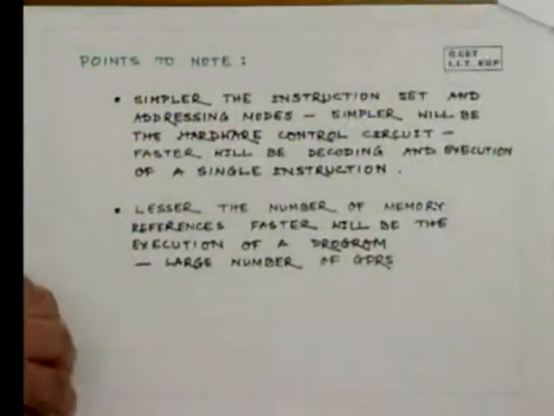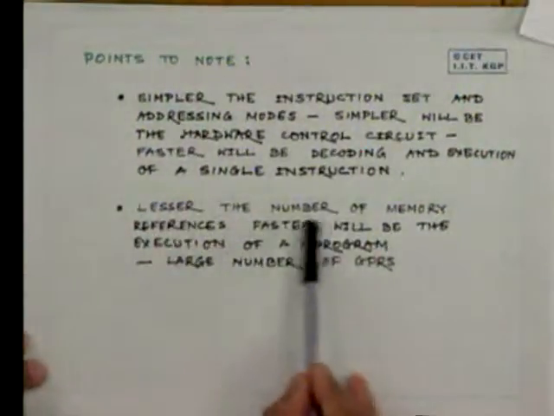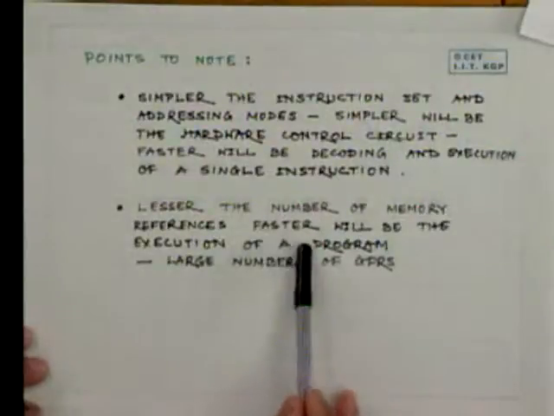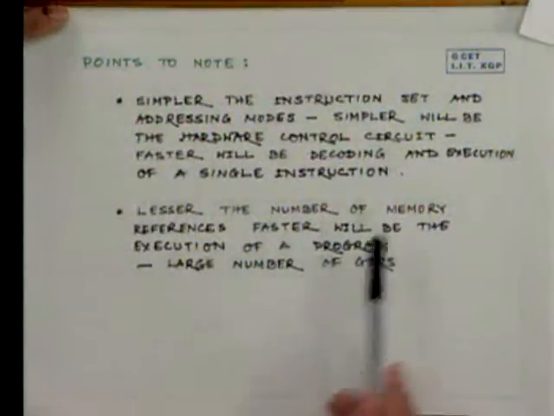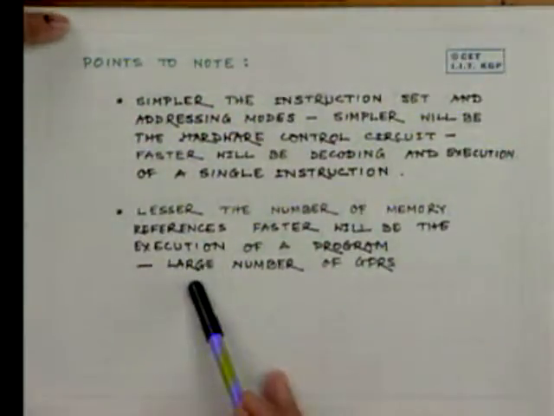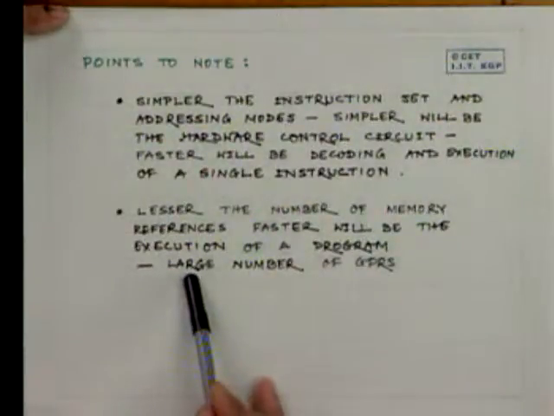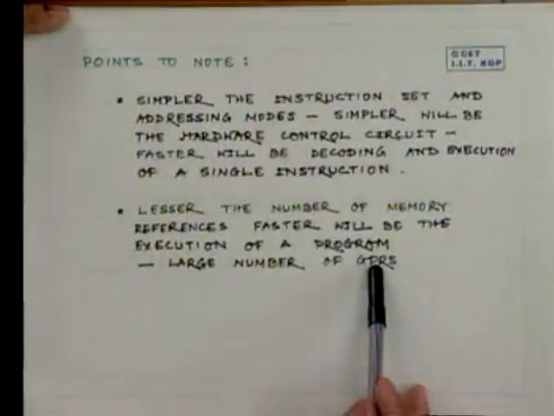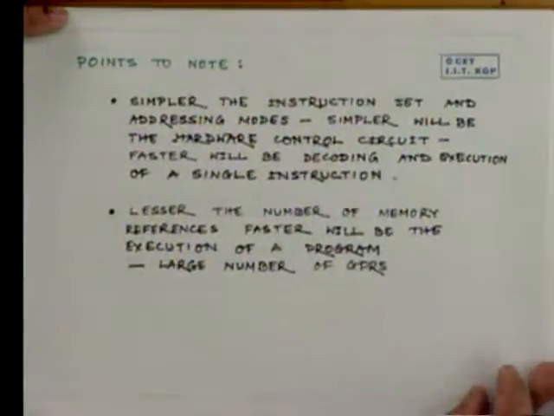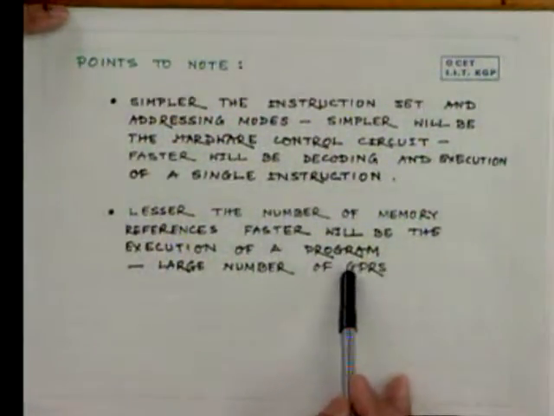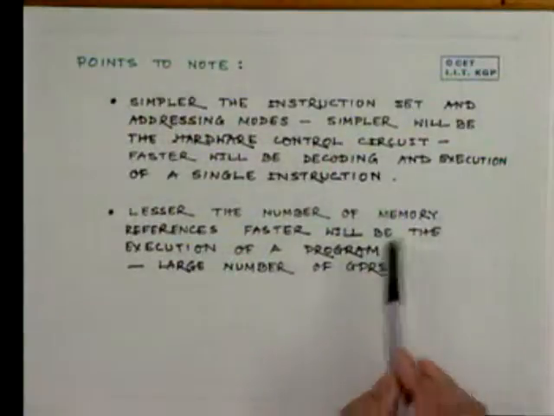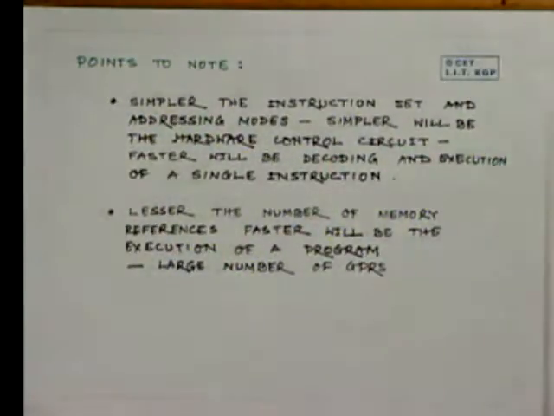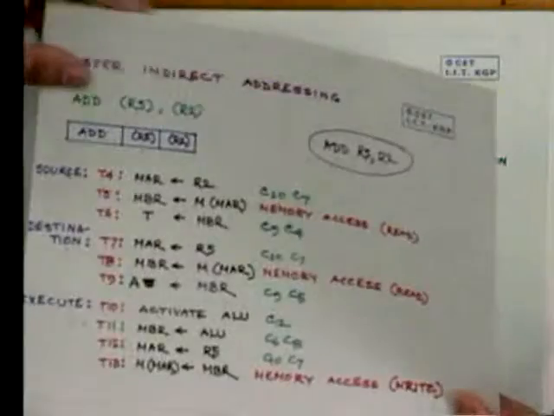Now, that is why we say that the lesser the number of memory references, the faster will be the execution of a program. Which means that if we keep the number of general purpose registers or the data registers high, in that case the execution of a program will definitely be faster. For example, let us see this.